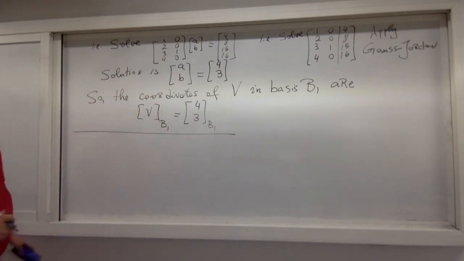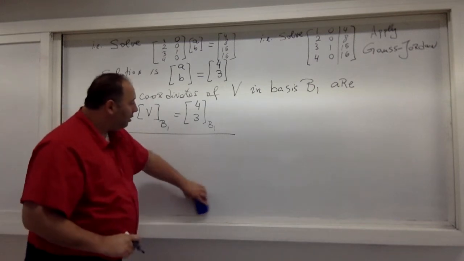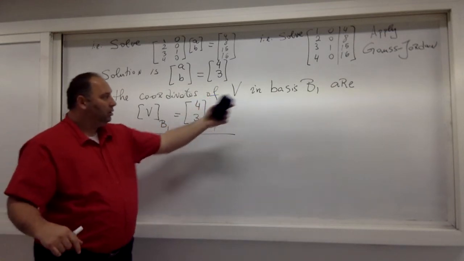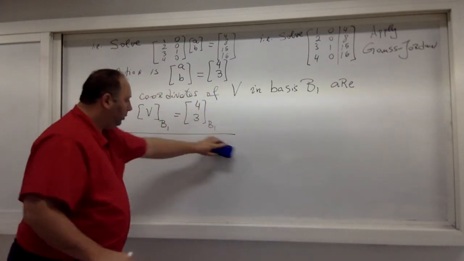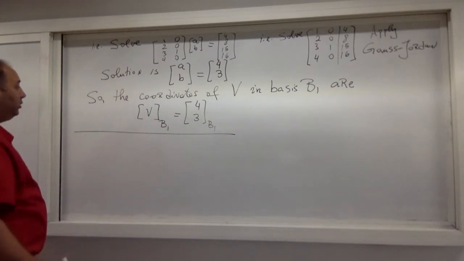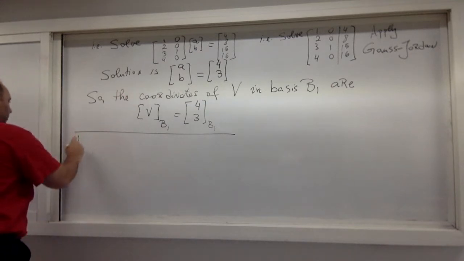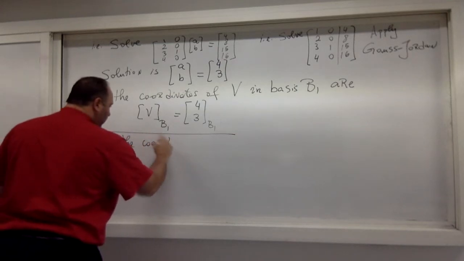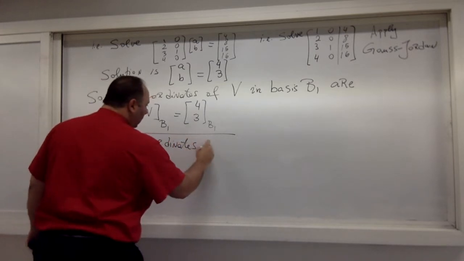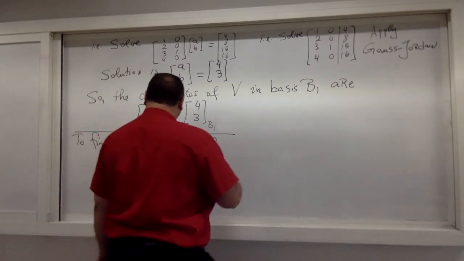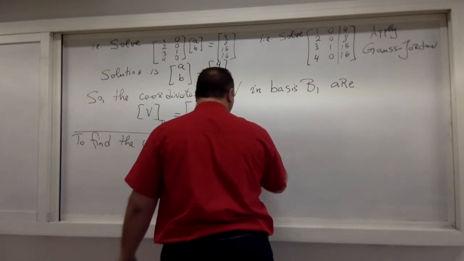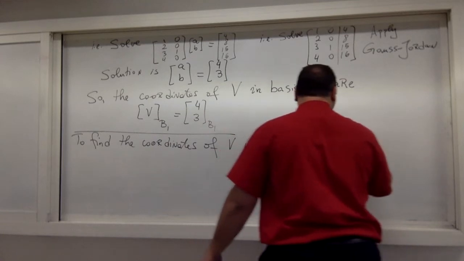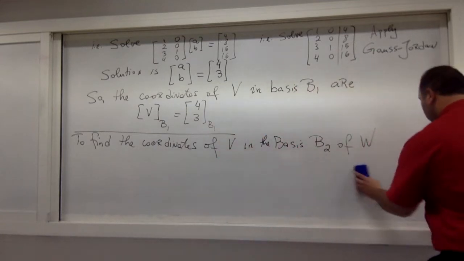So this is the same vector v we had at the beginning. What I'm going to do now is find the coordinates of the same vector v, so the same puppy, but in another language, another basis, b2. So that will be exactly the same process, but I'm going to use vectors from basis b2. So to find the coordinates, and again, these coordinates will be unique, of v in the basis b2 of W, so it's a basis for the linear space.